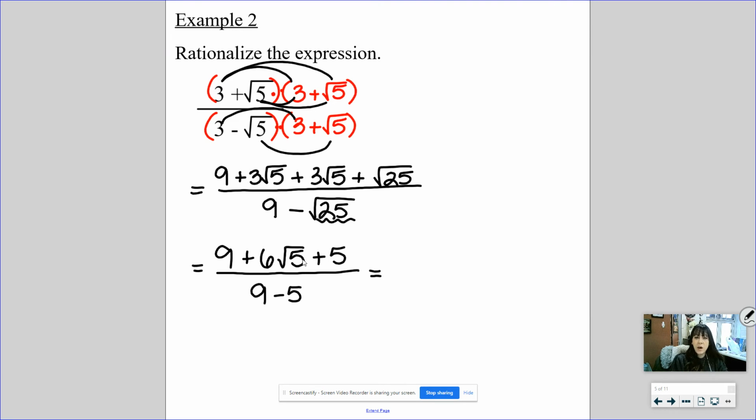And then from here, you're just kind of combining like terms. So on the top, I have 9 plus 5. So let's make that 14. And then divided by 9 minus 5 is 4. This would be an okay answer. There's one thing we can do actually to make it better.